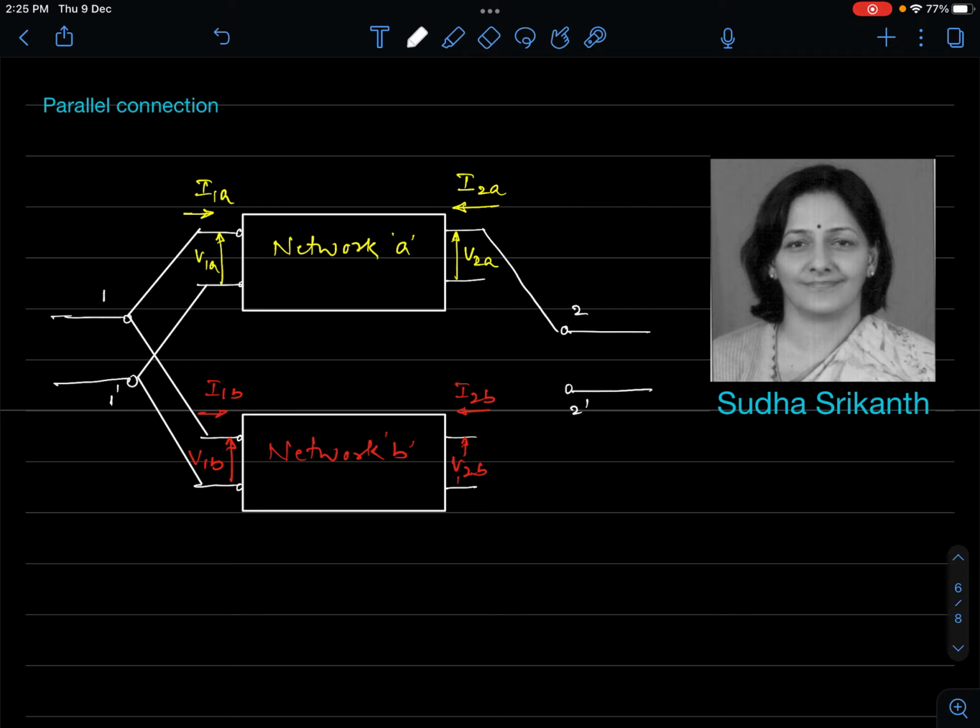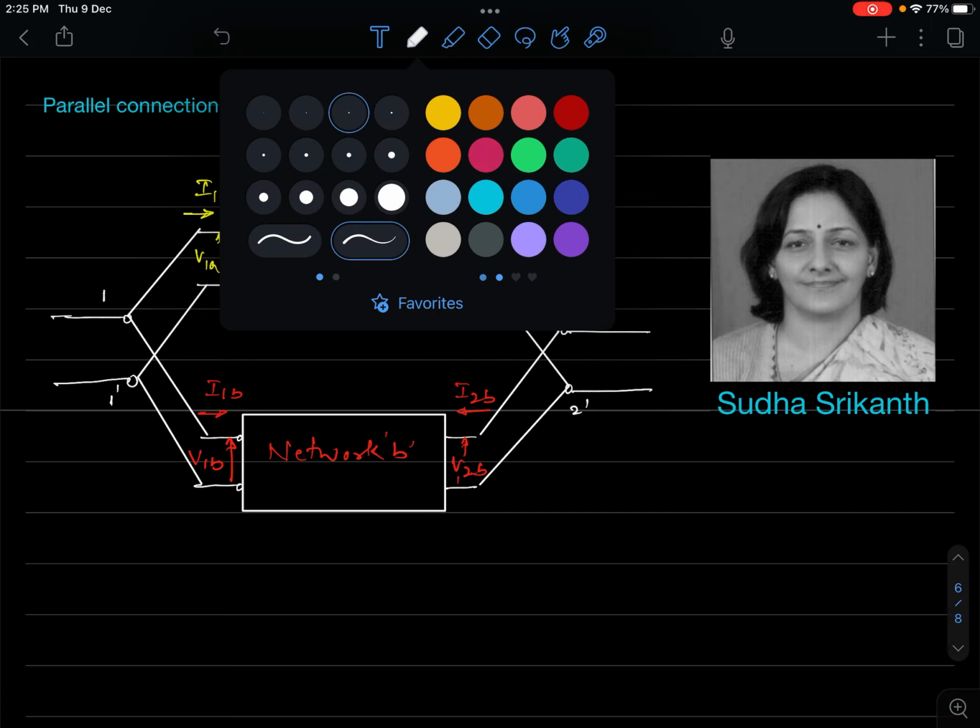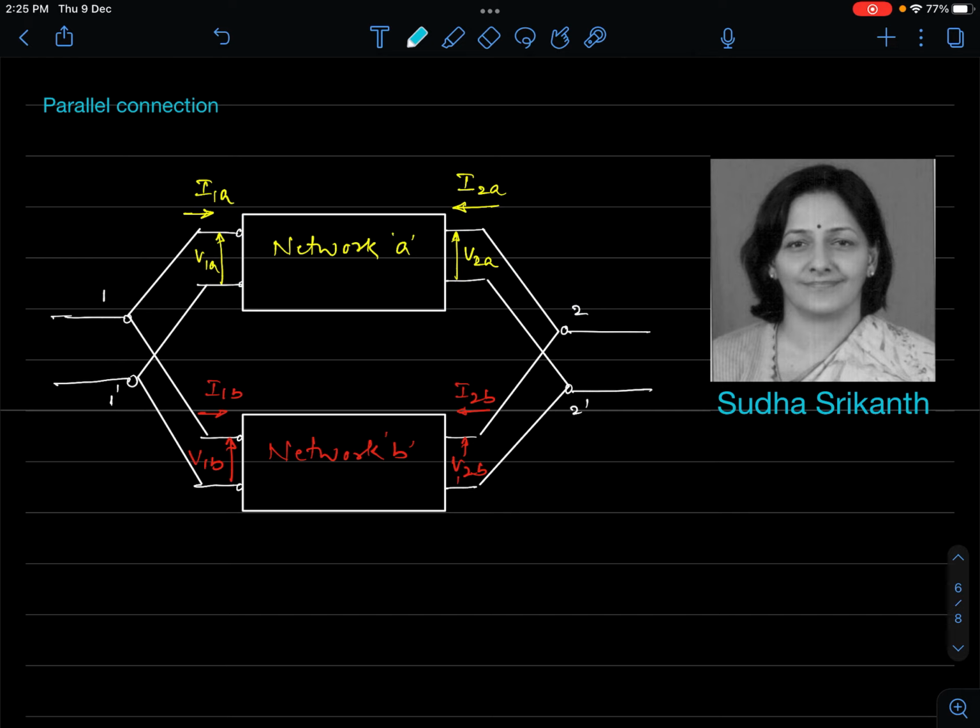Similarly, 2 of the overall network is connected to the terminal 2 of network A and also to the terminal 2 of network B, and here it is again connected in similar fashion. This is my parallel connection. Now, I'll take a different color. Now what I get here is a two-port network.